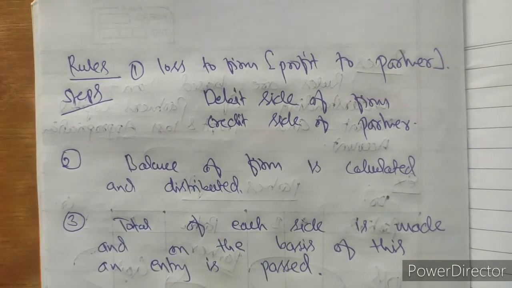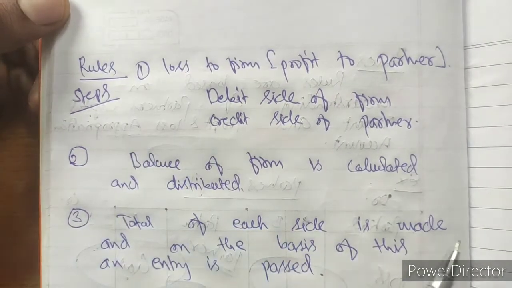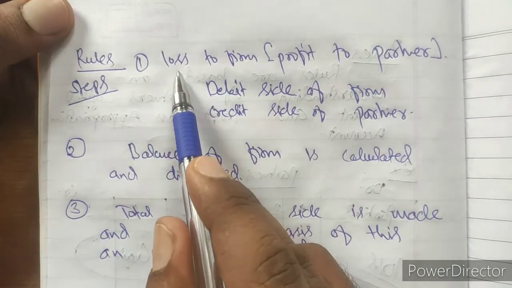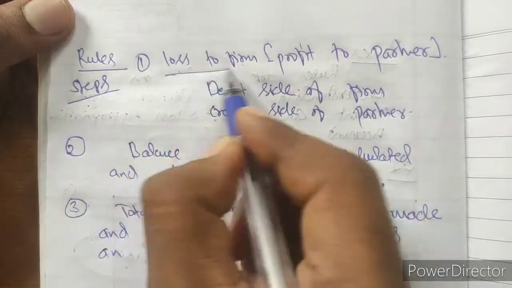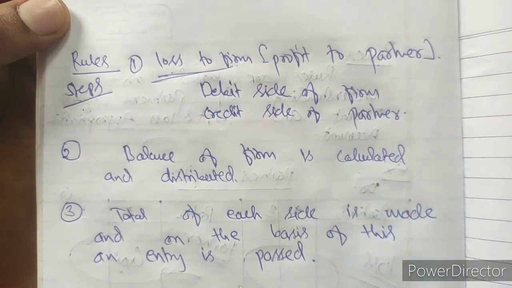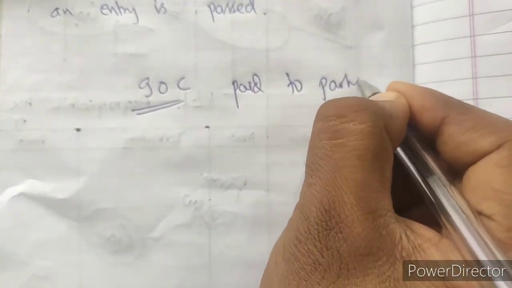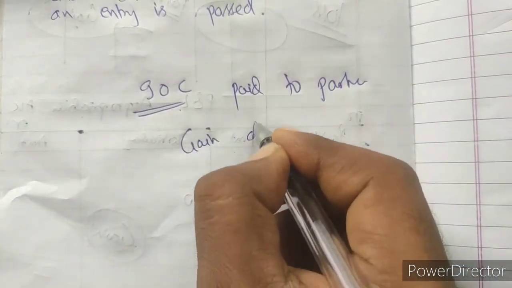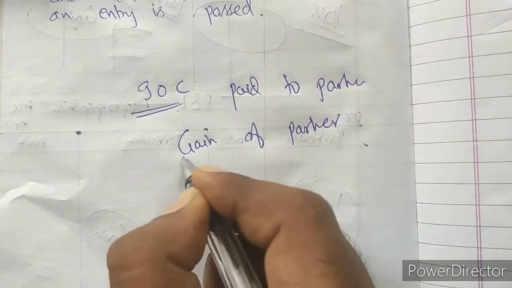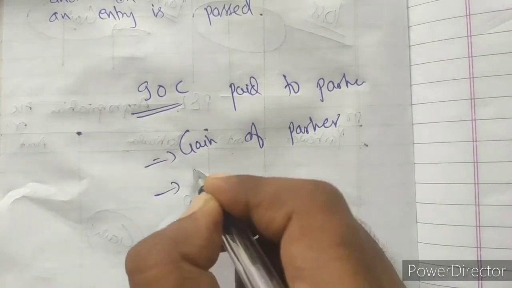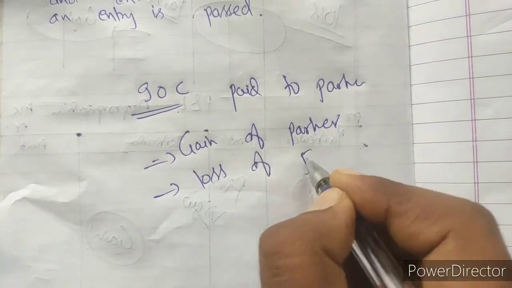Then there are certain rules to solve this, along with its steps. First and foremost, you need to know that if there is anything which is a loss to the firm, that will be a gain to the partner, and if it is a gain to the partner, that will be a loss to the firm. Why is it so? Let me tell you. Let us take the example of interest on capital. Interest on capital is paid to the partner, so it is a gain of the partner. If it is a gain of the partner, who will pay this? The firm will pay this, so it will be a loss of the firm.